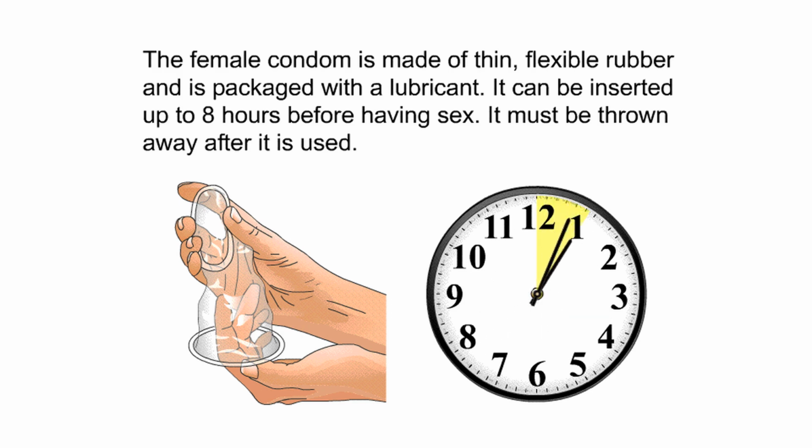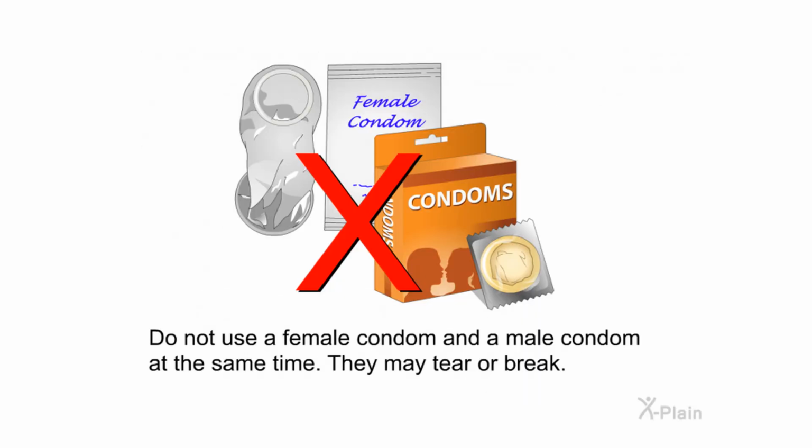The female condom is made of thin, flexible rubber and is packaged with a lubricant. It can be inserted up to 8 hours before having sex. It must be thrown away after it is used. Do not use a female condom and a male condom at the same time. They may tear or break.